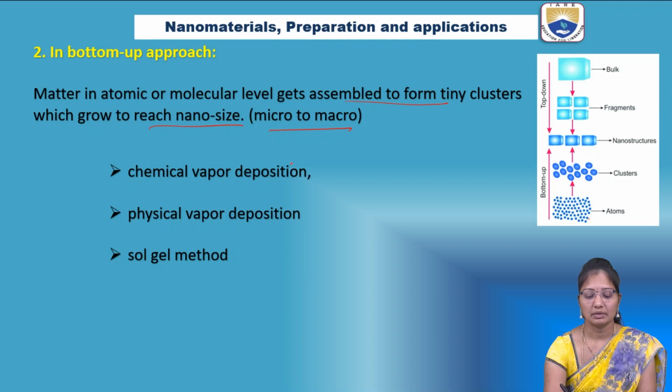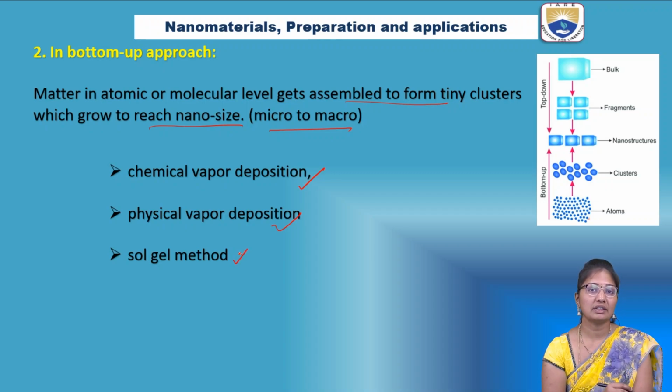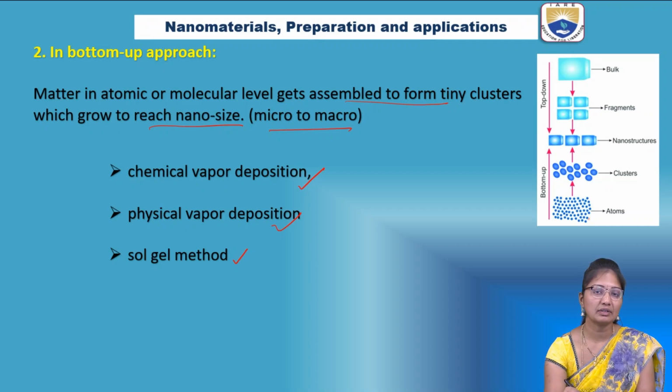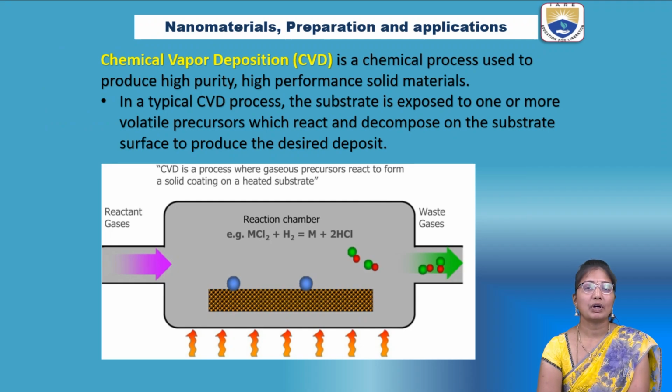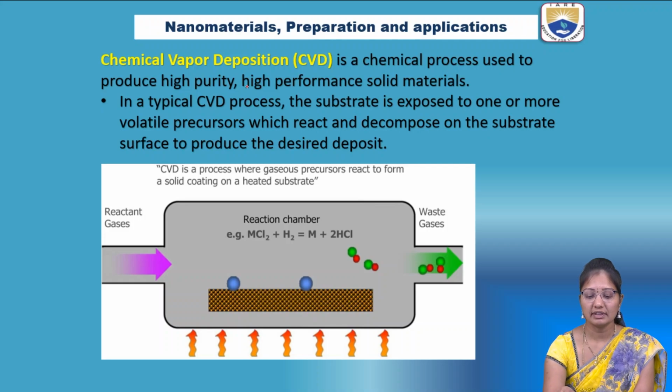Under this bottom-up approach, chemical vapor deposition, physical vapor deposition and sol-gel methods are generally the methods for the synthesis of nanomaterials. The approach used with all these methods is the bottom-up approach, which means small molecules combine to form clusters, and these clusters join together and grow into nanostructures. One method in the bottom-up approach is chemical vapor deposition. This process is generally termed CVD.